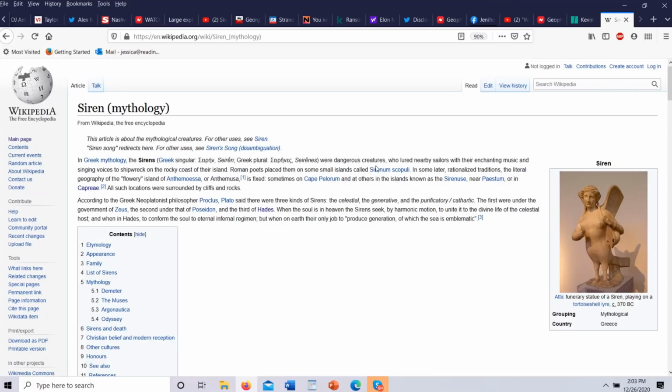They're a dangerous creature who lured nearby sailors with their enchanting music and singing voices to shipwreck on the rocky coast of the island. Roman poets placed them on some small islands called Sirenum Scopuli. In some later rationalized traditions, a literal geography placed them on the flowery island of Anthemoessa. So I guess they had to put them somewhere so they wouldn't hurt anyone.